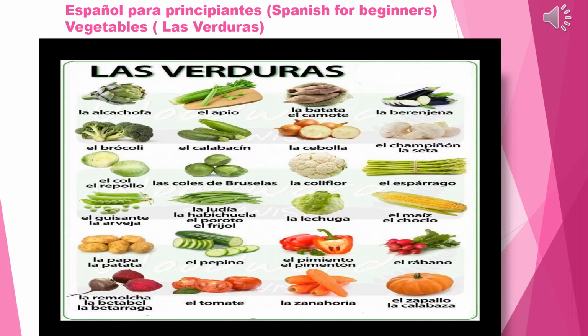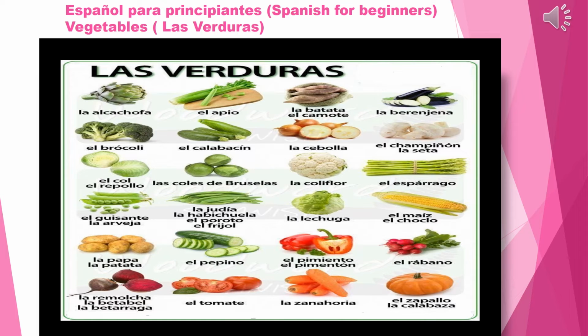La judía, I told you J is always pronounced like that, so la judía. La judía is, like I said, those are beans, French beans. La habichuela, el poroto. It's the same name. El poroto, el frijol. So all those are beans. La judía, la habichuela, el poroto, el frijol. La lechuga is, I think, lettuce.